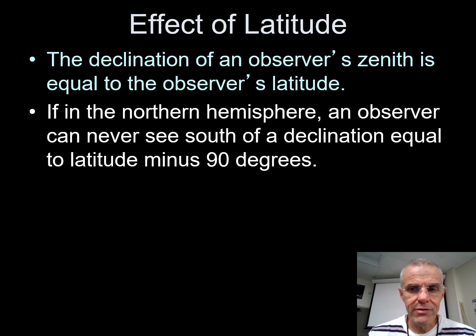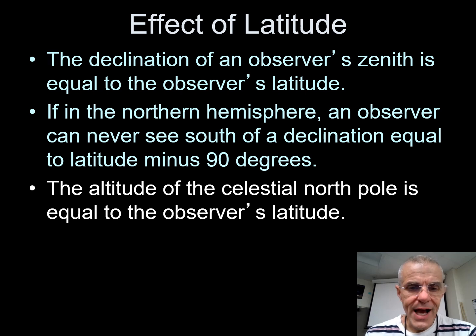And there's a rule here. We haven't really talked about this in the previous slides, but if you're in the northern hemisphere, you can't see south of a certain declination, and that limit of your view would be your latitude minus 90 degrees. For example, if you had a latitude of 40 degrees, 40 minus 90 is negative 50. You would not be able to see below negative 50 degrees declination on the celestial sphere. We'll see this in some other places later in the show.